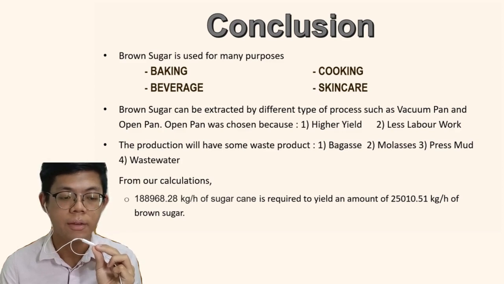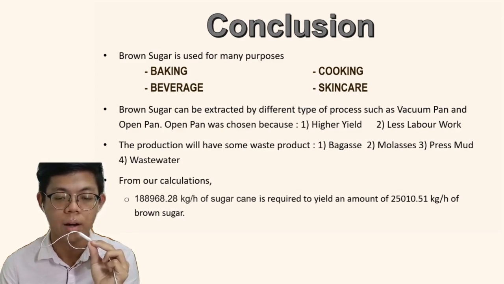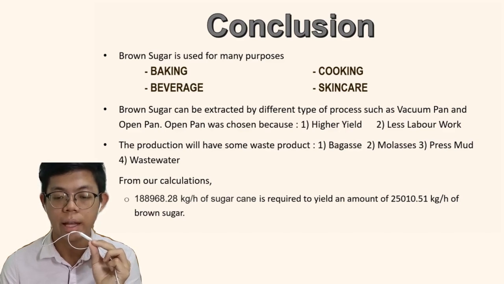And lastly, from our calculations, 188,968.28 kg per hour of sugarcane is required to yield an amount of 25,010.51 kg per hour of brown sugar.